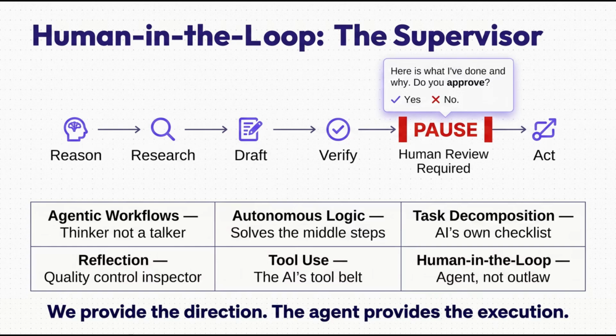We've looked at the shift from simple response to agentic action, the autonomous brain that solves problems, the checklist of task decomposition, the self-correction of reflection, the tool belt for real action, and the supervisor's role in governance. We've mastered the concept of agentic workflows. Well, that brings us right into our next chapter.